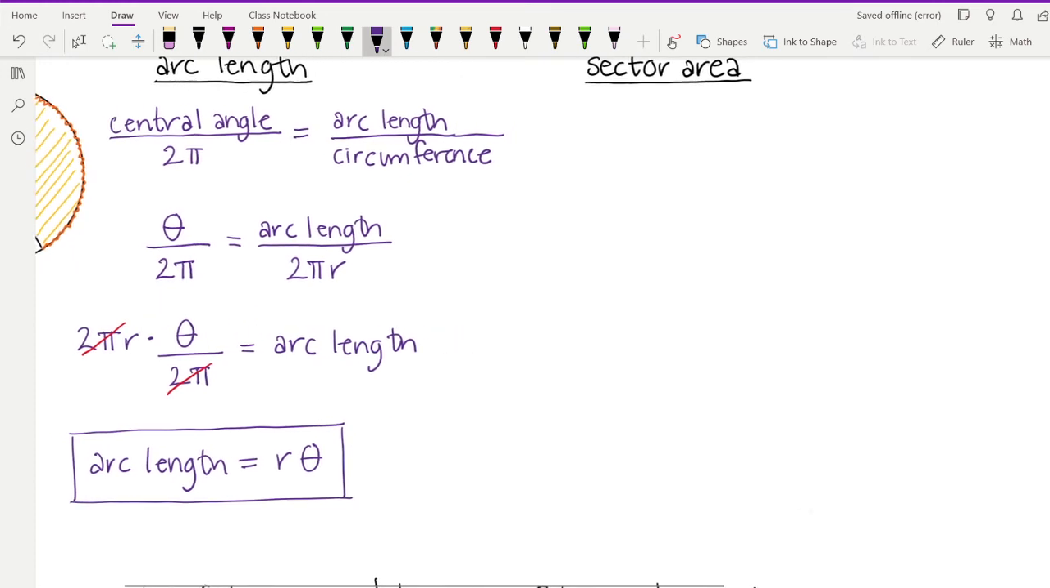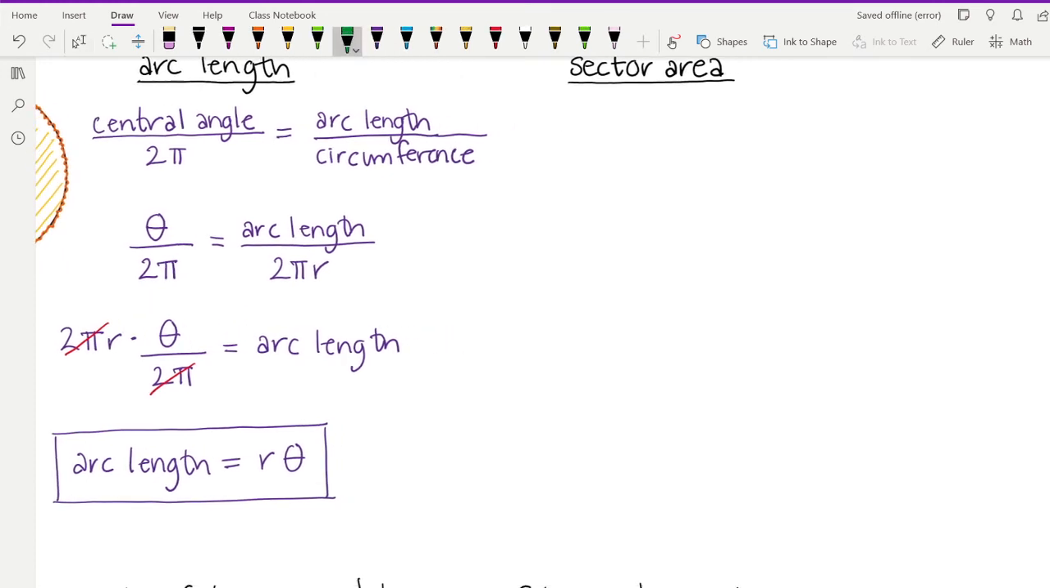Okay, so let's now look at a sector area. So it's going to be the exact same idea, right? Except that this time, instead of talking about a length, we're talking about an area. So again, we're trying to think about, well, if we can compare the central angle to 2 pi, that's going to determine what fraction of the circle we're looking at. But then this time we want to be comparing the sector area to the circle area. And whatever that ratio is, it should be the same as the central angle compared to 2 pi.